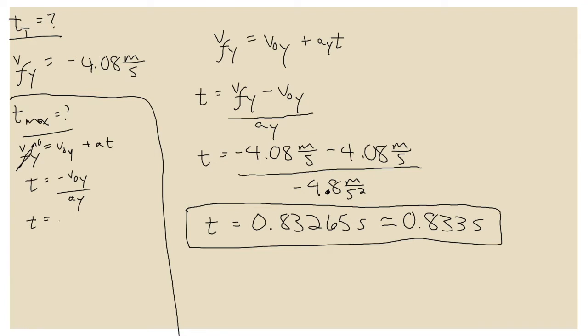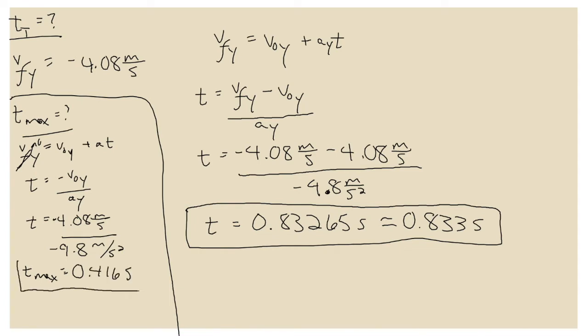When you plug in your numbers here, 4.08, and of course that's got to be negative because we're doing 0 minus v naught y. So we have negative 4.08 meters per second over negative 9.8 meters per second squared. And that would give you a time to the maximum height, which I'll call T max here, of 0.416 seconds. And now, of course, we've got to double that to find our total time, and I'm just going to have to squeeze this in here super small.